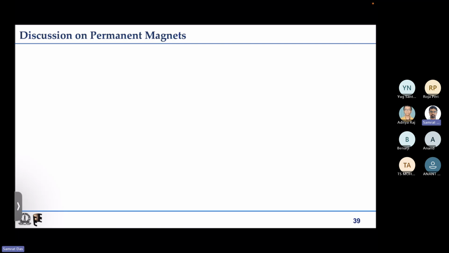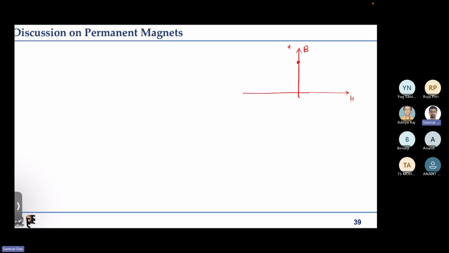Last day, whatever I discussed, there was a minor mistake in that, so I will just reiterate it so that there is no confusion. This is the B, this is the H, these are the two axes. Now what do we mean by permanent magnets? Permanent magnets do not have any excitation. That means even without any external H, they have some remnant flux density which is quite significant, and if they experience some negative magnetic field intensity, then they demagnetize.